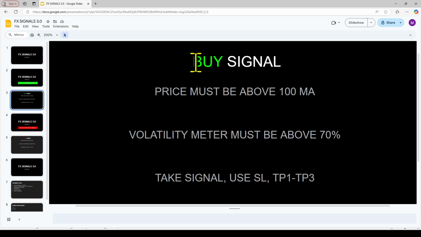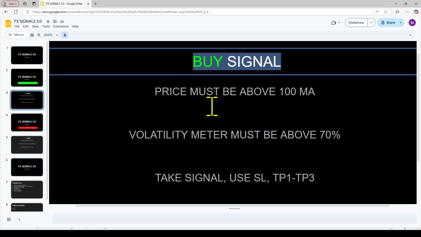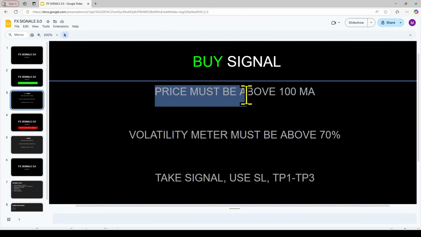In order to get a buy signal, there are three rules that we need to follow to have a valid buy signal. The first rule is that the price must be above the 100 period moving average, the 100 MA.